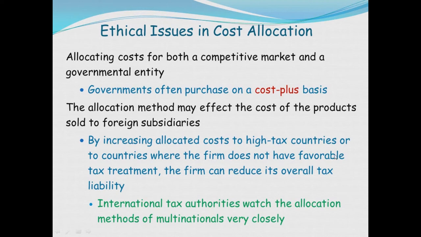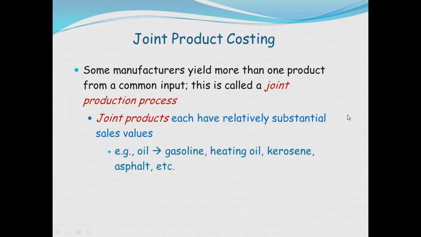Okay, second half of this chapter. We'll do it a little bit faster than the first half. It's important, but we're not as focused on it. Yes, joint products. When you yield more than one product from a common input, that's called a joint product process. Crude oil is a good example. You start off with crude oil out of the ground, and you create gasoline, heating oil, kerosene, asphalt, a lot of things.